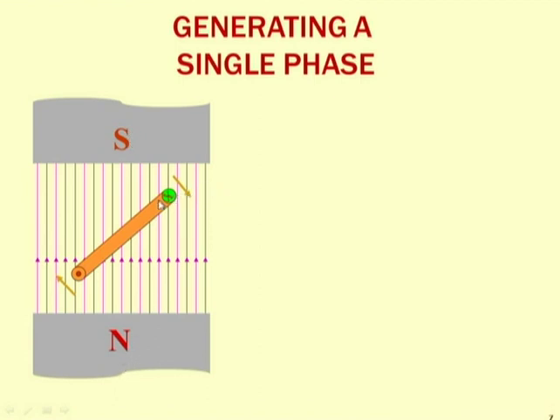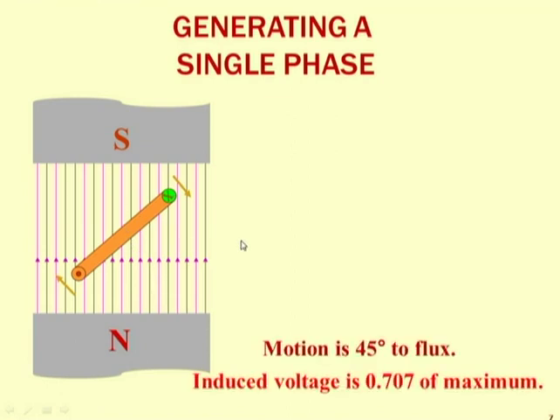Second thing, presence of conductor is required, and third one is there must be relative motion between the conductor and the magnetic field. So we are going to consider the next case. In this case, again the conductor is placed at 45 degrees, but now there is a difference between the earlier case of 45 degrees and this case of 45 degrees.